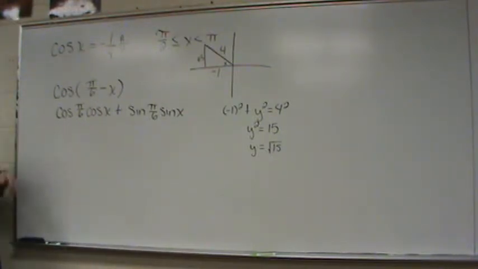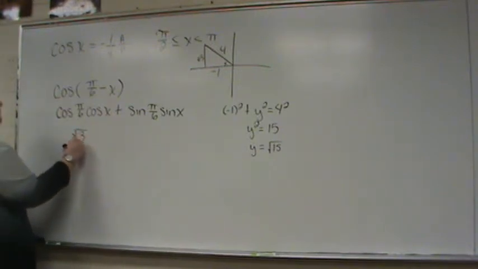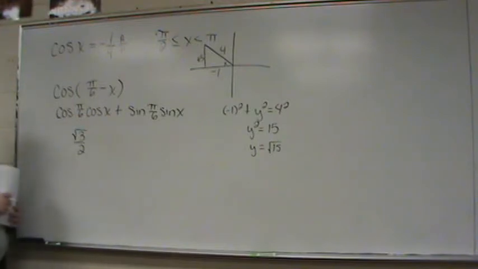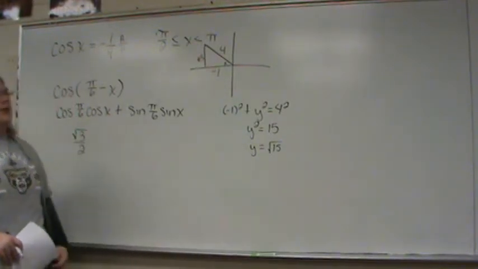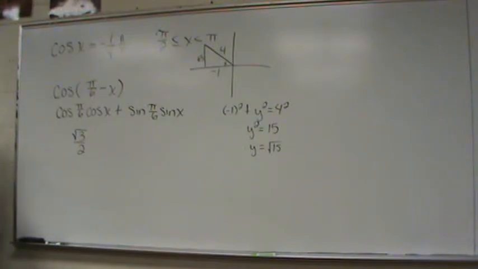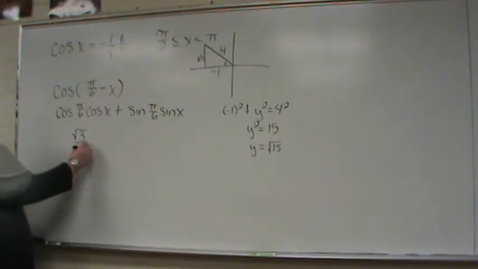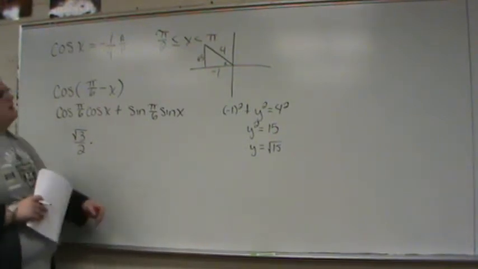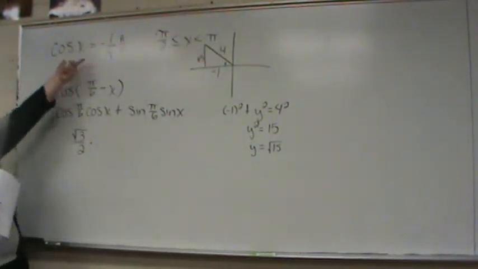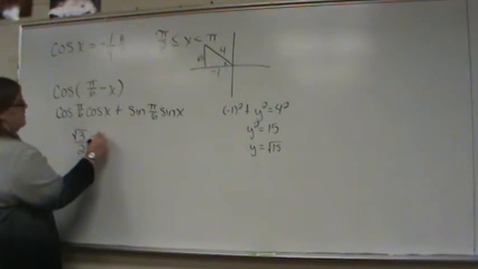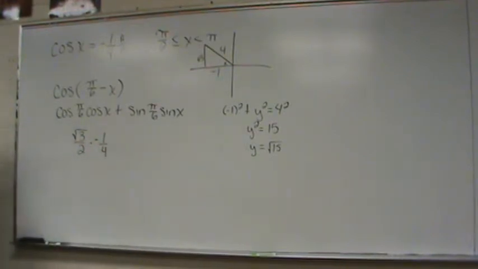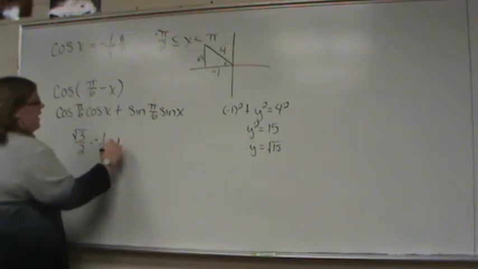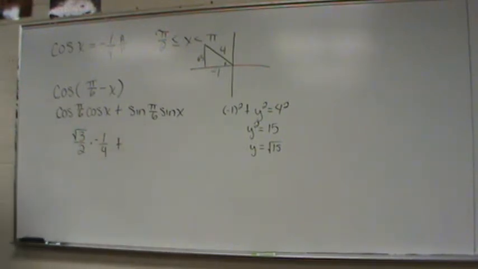So when we simplify this, what's cosine of pi over 6? It's what? Root 3 over 2. Now what's the cosine of that angle that we just labeled the triangle for? So our cosine is our adjacent over our hypotenuse, which was actually given to us in the problem. So we know that that's multiplied by -1 over 4. And then we're adding that to the sine of a pi over 6.